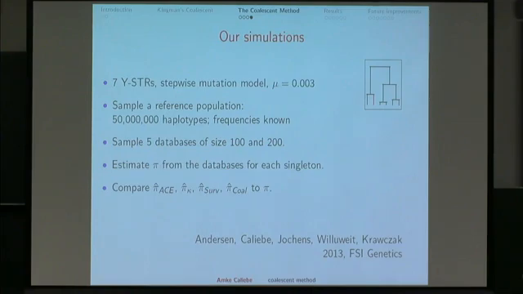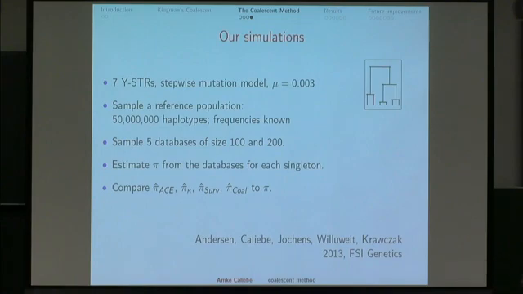Okay, so here are some simulations we have done just to check how this coalescent method works. We have here 7 loci, and a simple stepwise mutation model with this mutation rate, 0.003. We have sampled a kind of reference population, which represents the whole population of 50 million haplotypes. Of the different types of haplotypes, we then know the frequencies, and we assume these to be the truth, which we want to estimate.